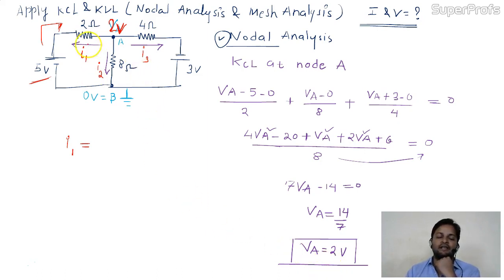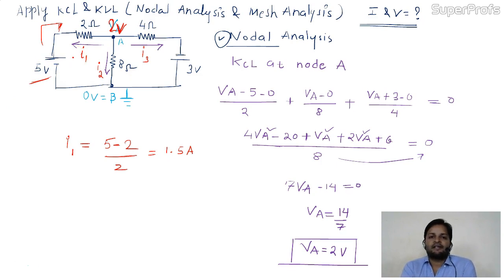See, here it is clearly visible, 2 volt is lower than 5 volt, so the current direction will be I1. So this I1 is (5 minus 2) divided by 2. This is nothing but 1.5 ampere. Okay friends, and the direction of the current, tell me, is 5 to 2.